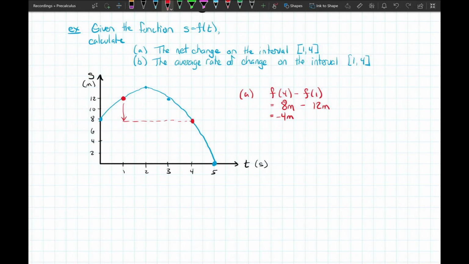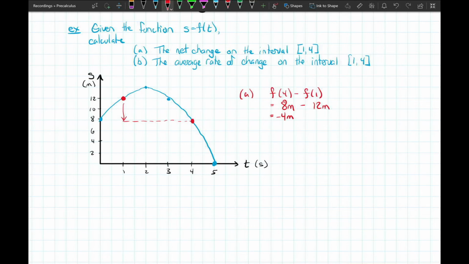And if you want to think about that in terms of more of a physics terminology, that would be a displacement, because we can talk about a change in position being in a direction, either positive or negative. And this seems to be a change of position in the negative direction. So a displacement of 4 meters in the negative direction.